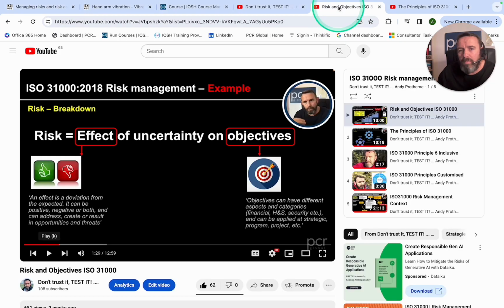So I'm just going to jump through to my YouTube site and look at the risk terminology we've got here: the effect of uncertainty on objectives. That actually comes from ISO 31000. Risk is the effect of uncertainty on objectives. Of course, that can be financial, health and safety, security. So the effect on objectives can be anything to do with those disciplines or outcomes. So it is important to stress.